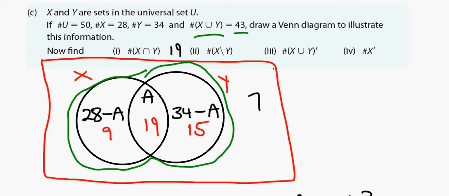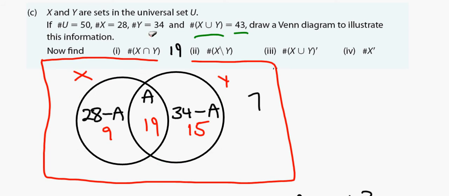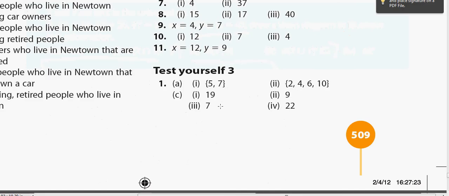X union y complement. So everything that's outside of x union y, and we can see that that's 7. Go and check this answer here, and it's 7. Okay, next one.